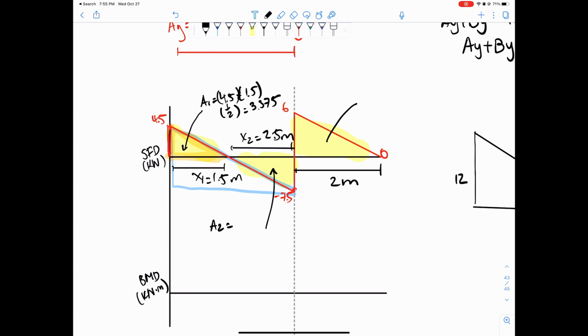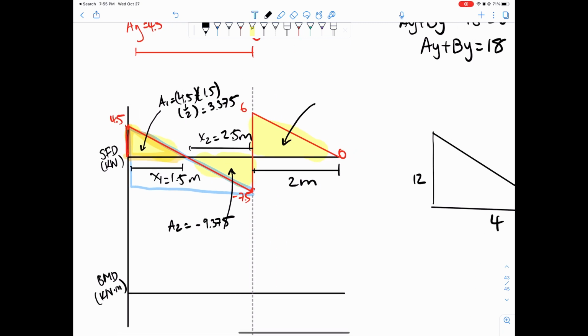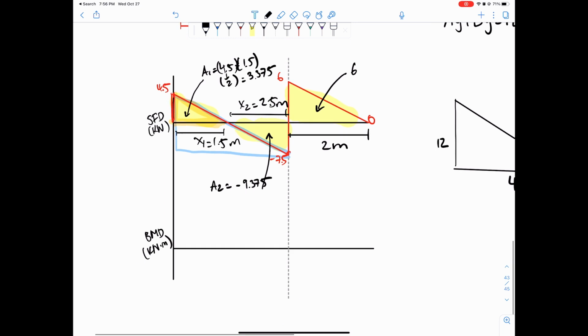So next we have negative 7.5 times 2.5 times 0.5, right? And we get negative 9.375, okay? And then finally for this area, 6 times 2, 12 divided by 2, that's 6, okay? So how do we solve this?